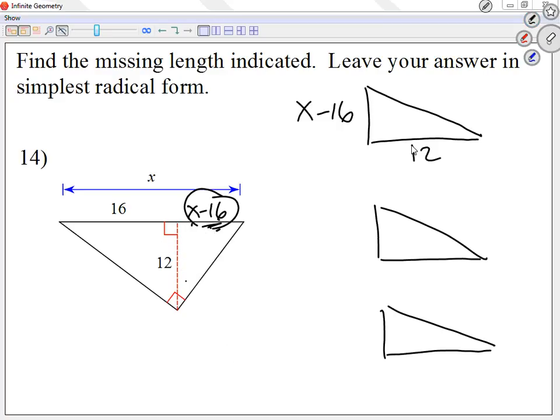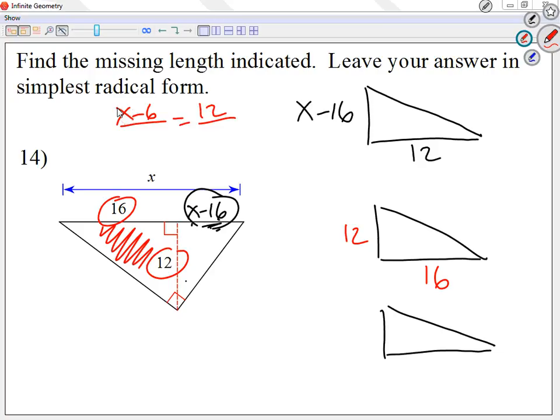For the middle triangle, I have the measurements 12 and 16. 12 is smaller than 16. I don't have the hypotenuse. Once again, I think you guys are okay if we don't use the big triangle. The way I'm going to set this up will be x minus 6 before 12. And then at the bottom, I'm going to say 12 is smaller than 16.